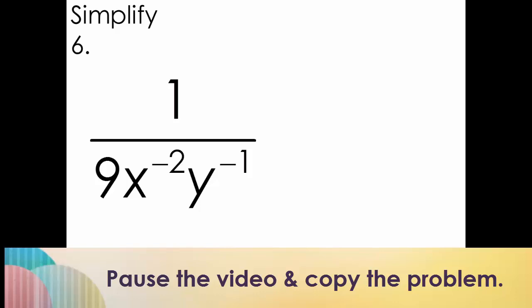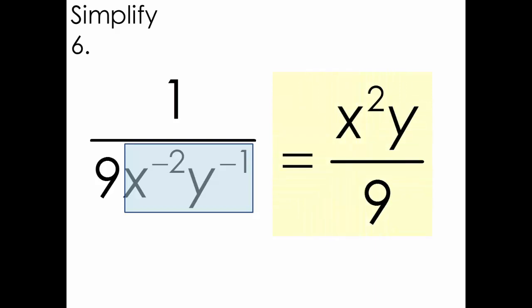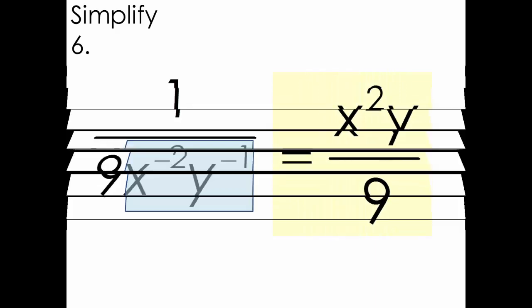Copy down example 6. Negative exponents must be moved to the other part of the fraction. After you move them, they become positive.